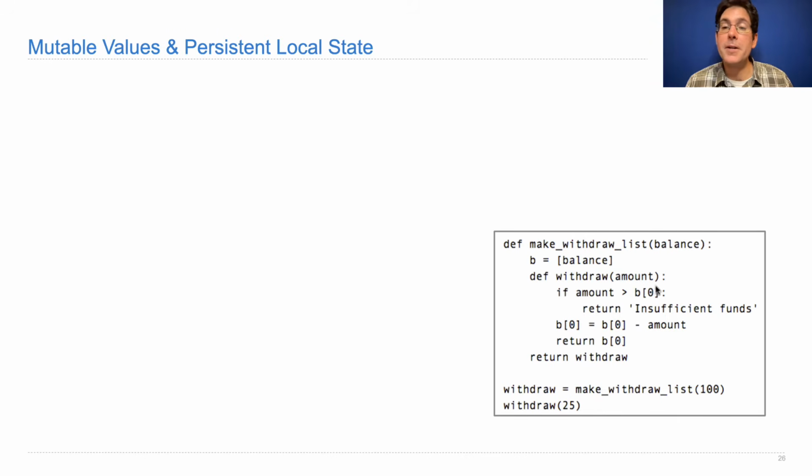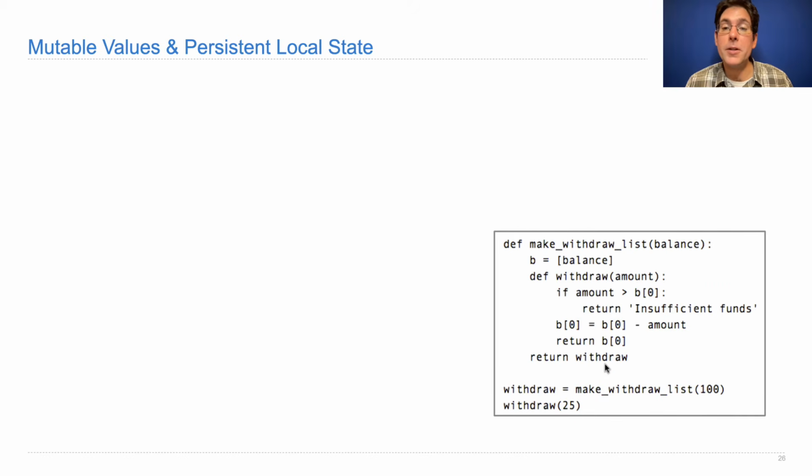So withdraw is a function that takes the amount to be withdrawn, checks to make sure that there's enough money, and where does it check? Well, it actually doesn't check the balance, which will remain unchanged. That was the original balance. It will check the element at index 0 of the mutable list B. If the amount is too large, then we're done, but if not, then I reduce that value by assigning a new value, and that's the new balance which I can return.